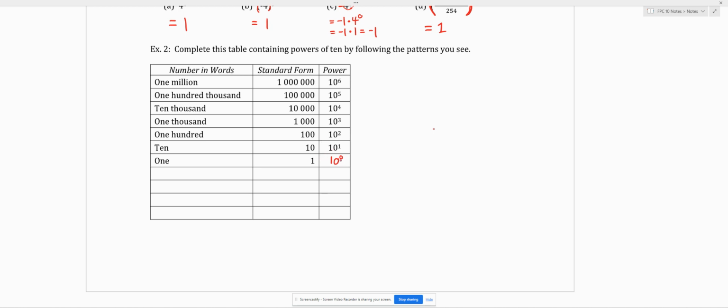And as we move up, we're multiplying the 1 by a 10. So if we multiply by one 10, we get 10. We multiply by two tens, we get 100. By three, 1,000, and so on.